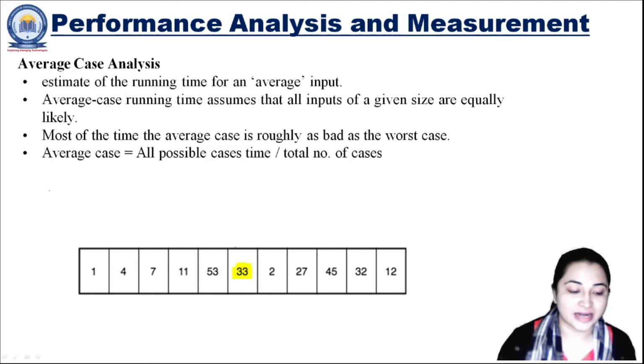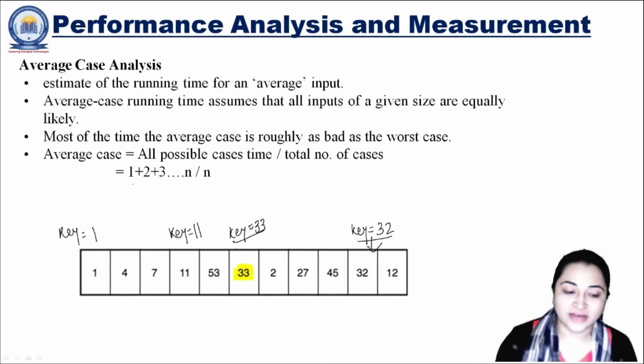Means we can get an element to be searched that may be present at the first index also. The element to be searched may be present at midway also, that is for example 11. The element which we are searching can be at the middle index also. Okay, the element which we want to search can be near to the nth element also, that is if key is 32, then this is very near to the nth element. So how do we find average case time? We will find all possible cases time and we will divide that by the total number of cases.